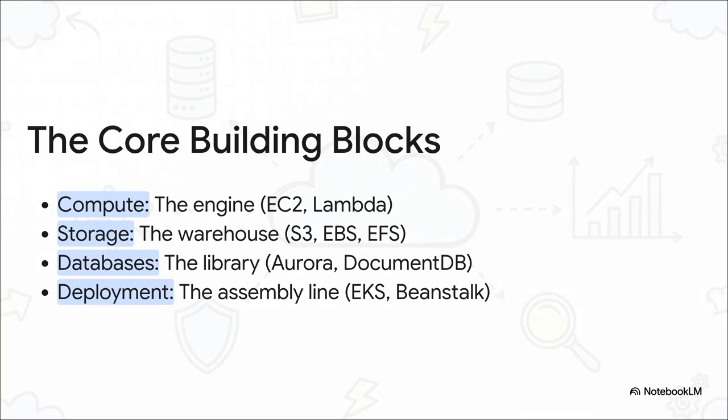So, to wrap it all up, the big takeaway here is to think in these categories. You have your compute, which is the engine. You have your storage, which is the warehouse. You have your databases, the library, and your deployment, which is the assembly line. If you can start with these core ideas, the rest of the massive AWS world becomes so much easier to figure out.